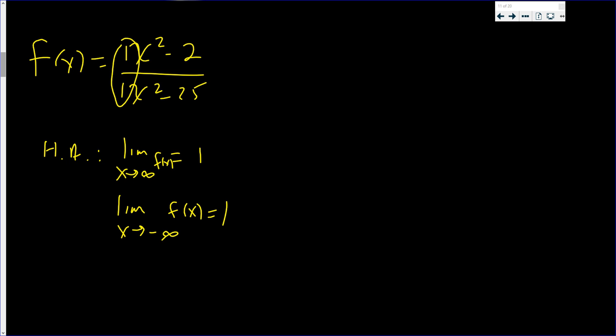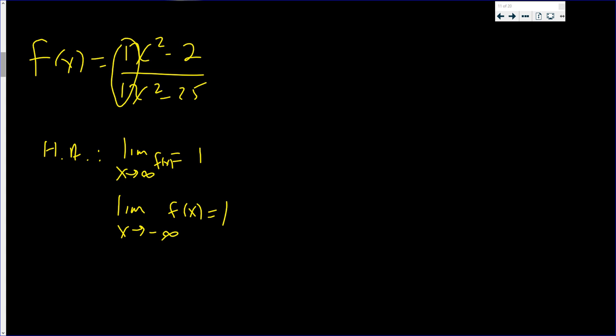Now, what about the vertical asymptotes? You have vertical asymptotes at x values that make the denominator 0. Well, when is x squared minus 25 equal to 0? Well, when you subtract two quantities and you get 0, those two quantities have to equal one another. So what number or numbers, if any, when you square them, give you 25? And the answer is plus or minus 5.